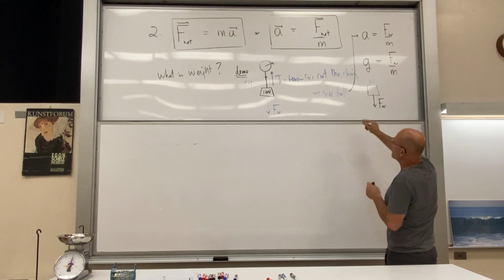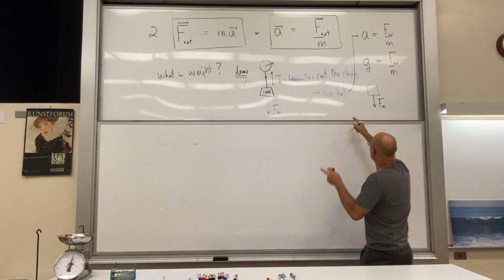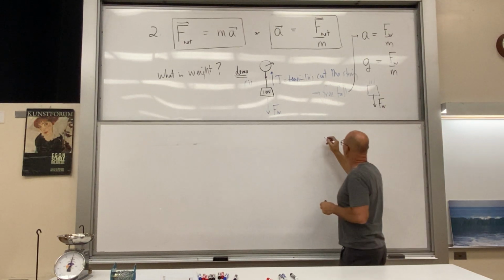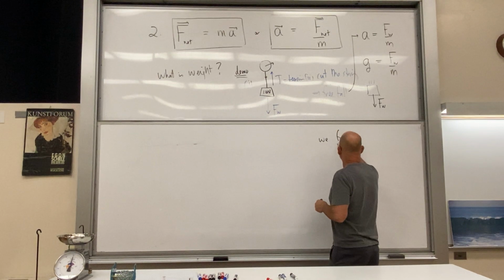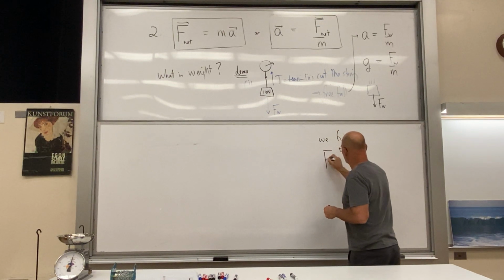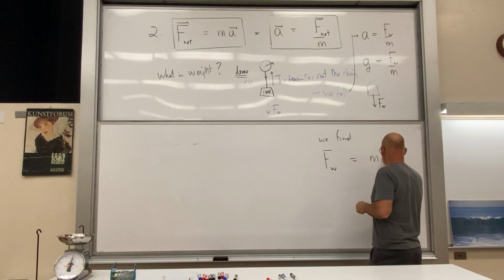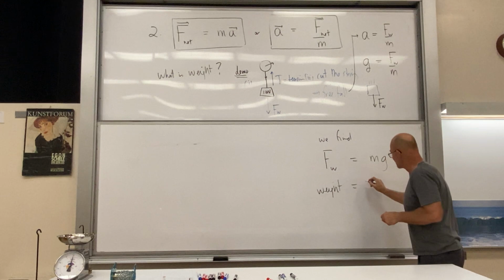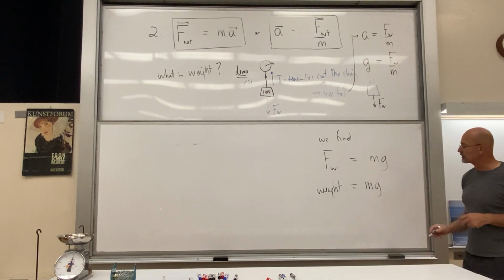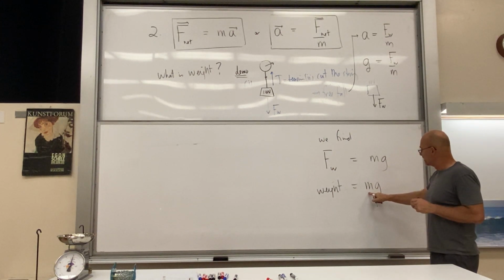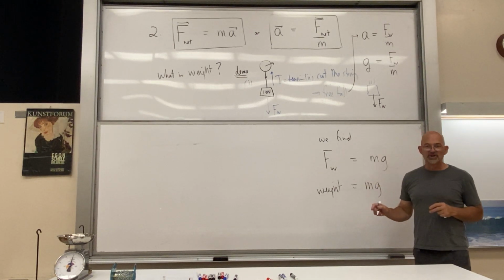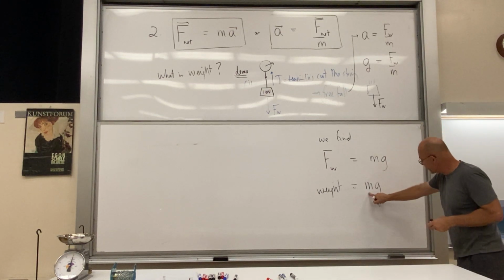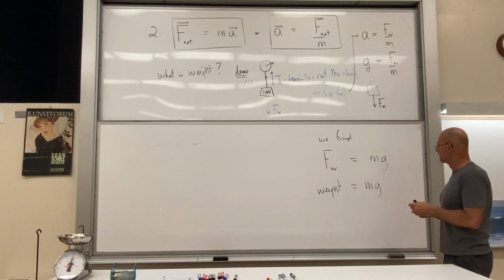So continuing this thought: what is weight? There's a demonstration. We cut the string, acceleration g, so we find F sub W equals mg. That's to say the weight is equal to the mass times the acceleration due to gravity. From now on, whenever we have a weight, we're always just going to write m times g. Mass times the acceleration due to gravity.